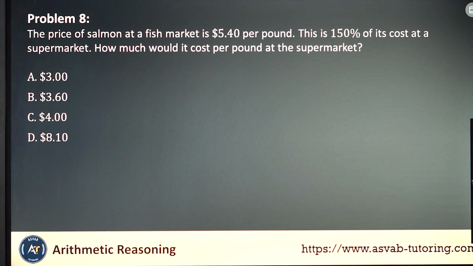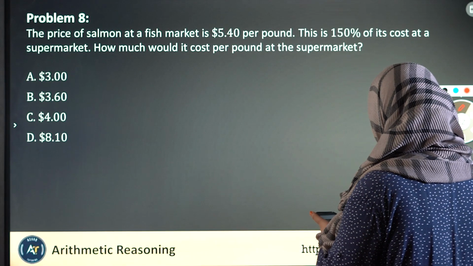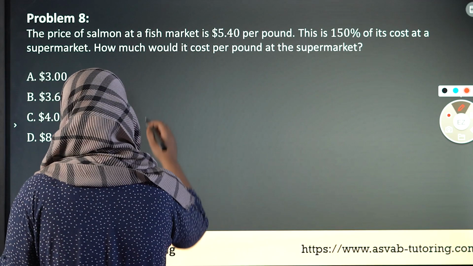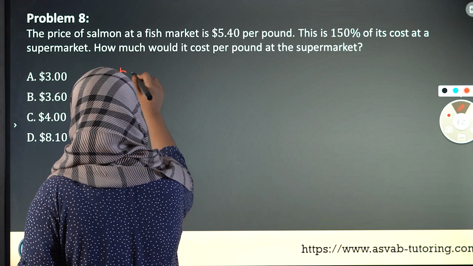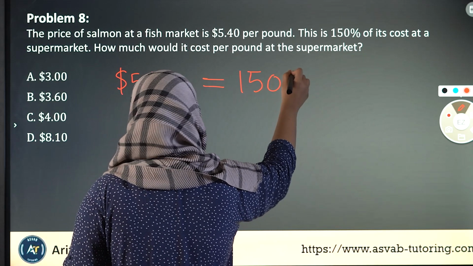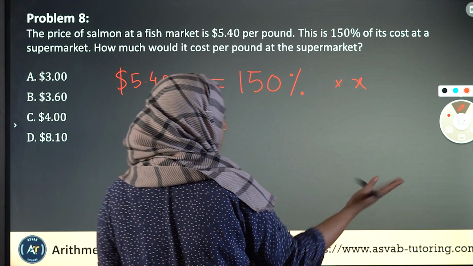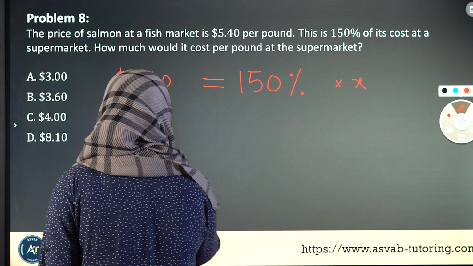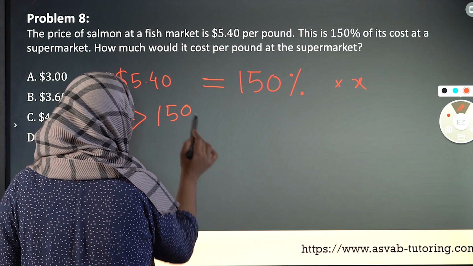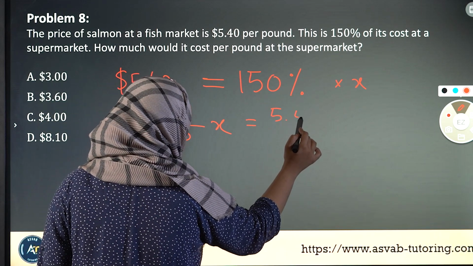The price of salmon at a fish market is $5.40 per pound. This is 150% of the cost at a supermarket. All right. So first of all, the price of a salmon is 5.4, and 5.4 is 150% of the cost. So let the cost be X, okay? So we can put a statement in this way, can we not, right? So 150% is what? 150% is 150 over 100, and then there's going to be an X here, equals 5.40.